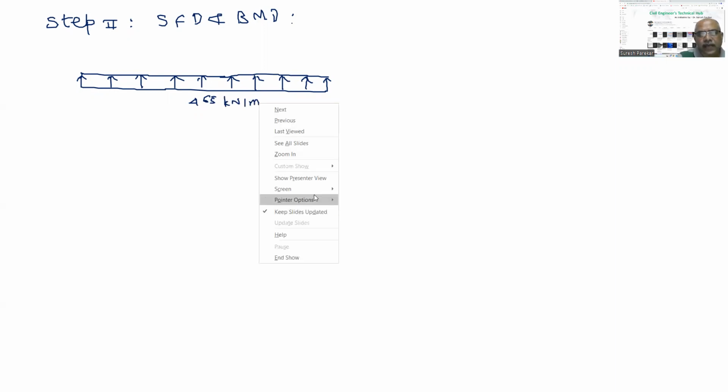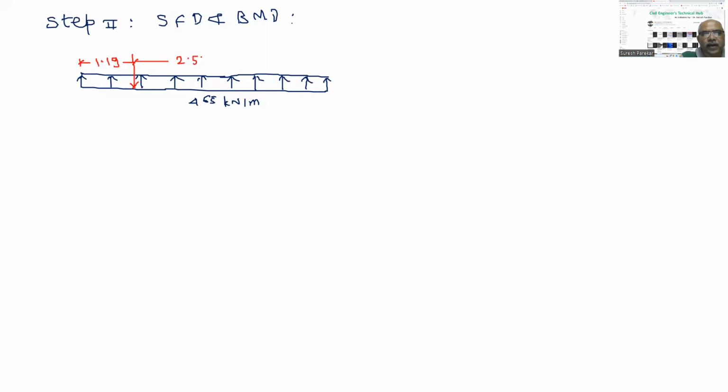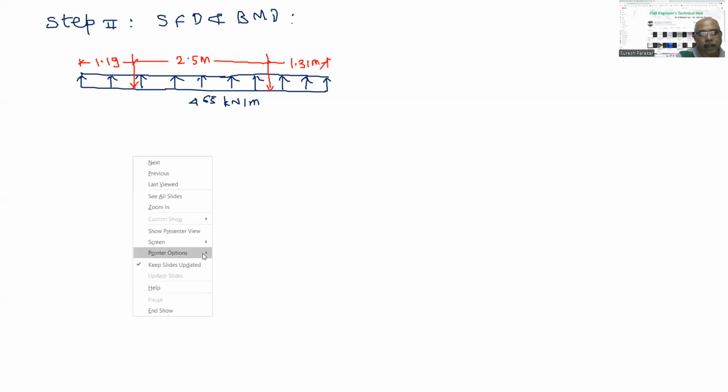Now our column loads will act. The first column load on the left side will be at 1 meter projection plus 0.19, which is half of the width. So this is 1.19. Then we have 2.5 meters. And then the next value will be 5 minus 2.5 minus 1.19, and it comes to 1.31 meters. And now we have SFD.